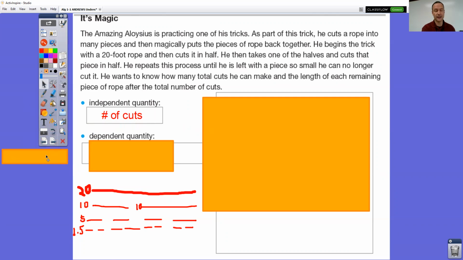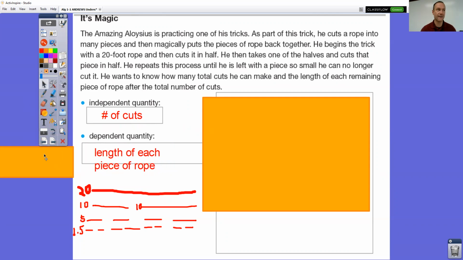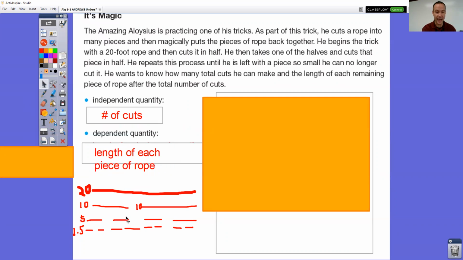So the independent quantity, this one is a little bit weird because it doesn't really have time, but the independent quantity is your number of cuts. What's changing after each cut is the length of the piece of rope. Because if he's starting off with a 20 feet length of rope, he makes one cut in the middle. So now he has a 10 and a 10. If he cuts those in half, then he has a 5, a 5, a 5, and a 5. If he cuts those 5s in half, then he ends up with 2.5s, and he has 8 of those. He would do it again, he would have 1.25, and he would have 16 of those.